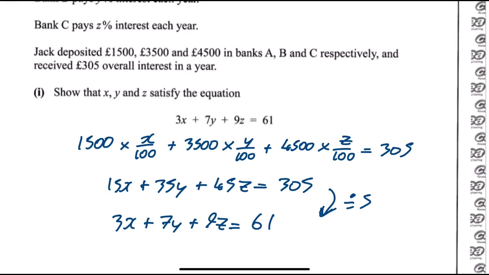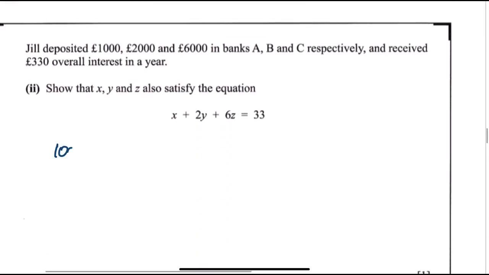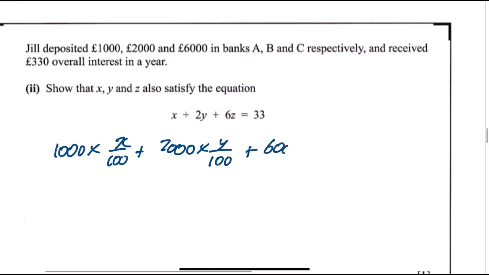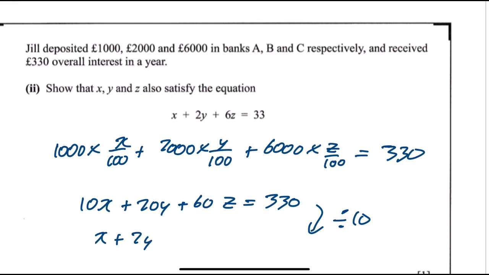Now, it's exactly the same method for the next two parts of the question, just different numbers going in. So Jill deposits this amount. Again, it's 1,000 times x over 100 plus 2,000 times y over 100 plus 6,000 times z over 100, and that is equal to £330 that gives her. So that's going to be 10x plus 20y plus 60z is equal to 330. And again, divide by 10 this time, you'll get x plus 2y plus 6z is equal to 33.